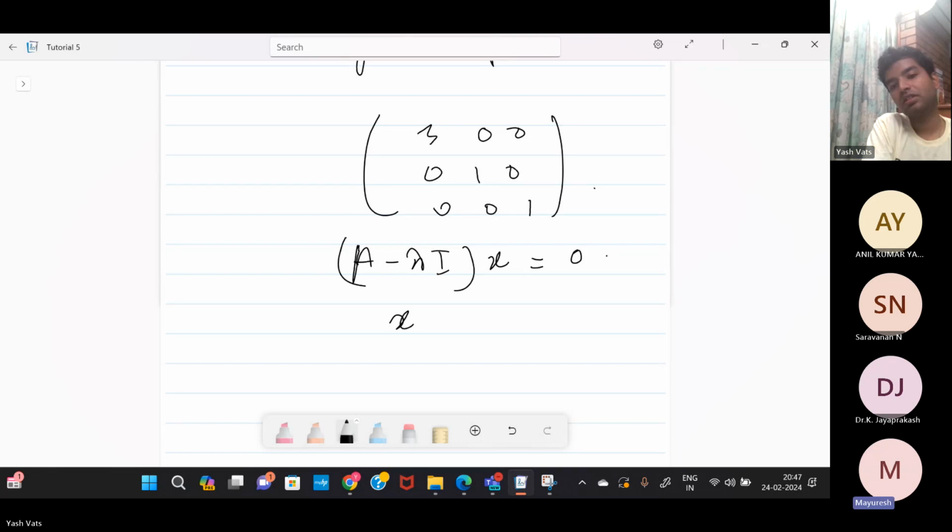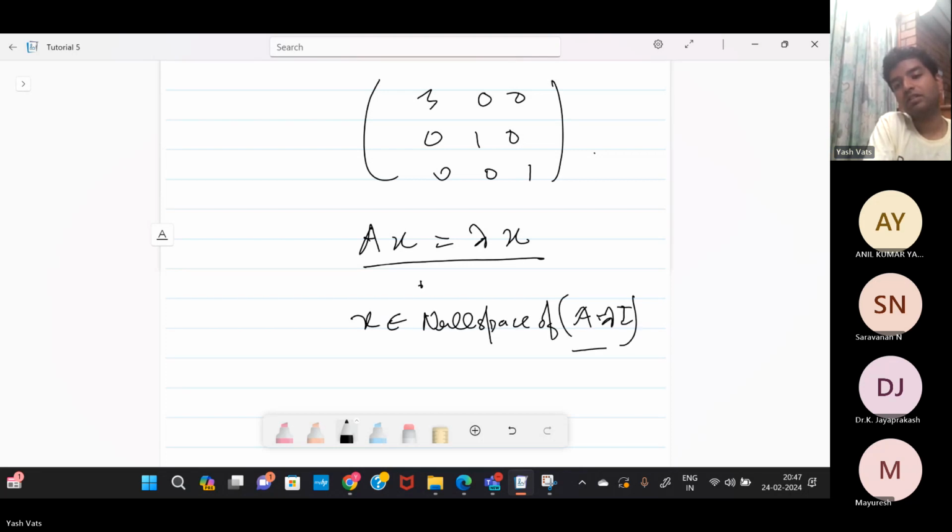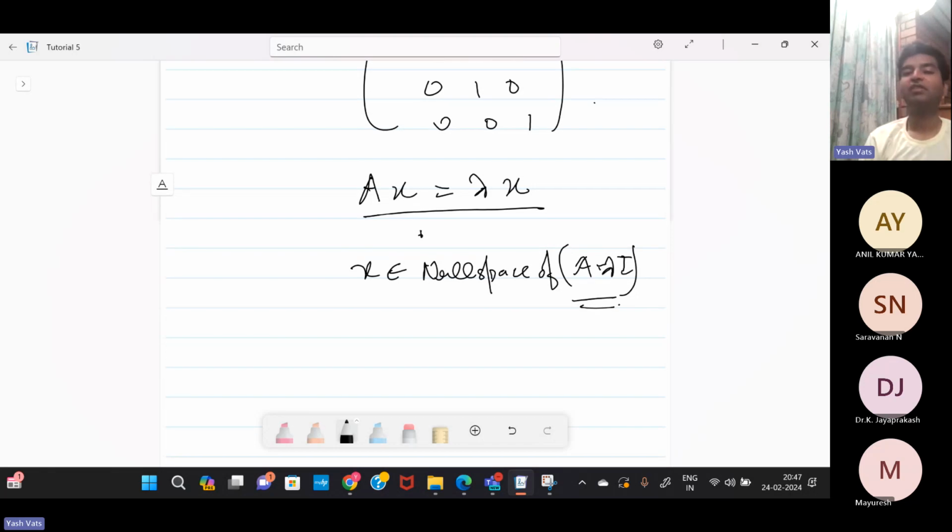Wait a second. Ax is equal to lambda x, and x belongs to the null space of A minus lambda I. So if you have to find the eigenvector corresponding to lambda, then you have to find the null space of A minus lambda I.